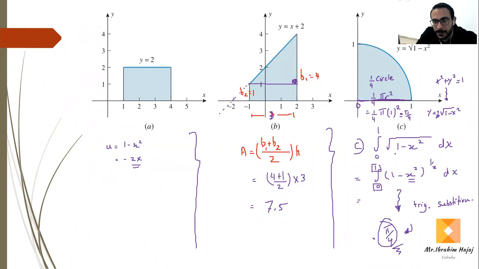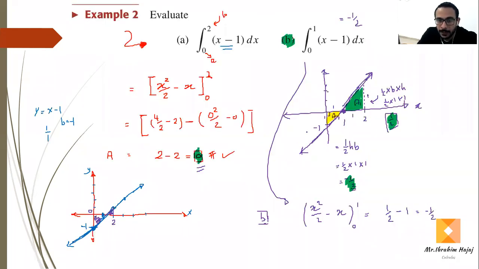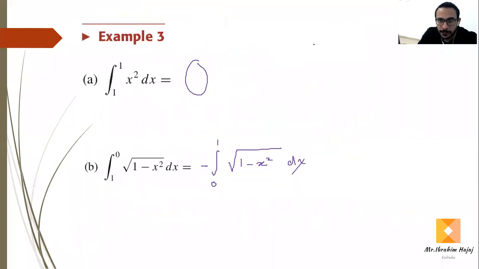From the previous question number 1, from 0 to 1 we got pi over 4. Of course, we need to do it by using the trig substitution. How to do it, guys, by using the trig substitution? You need to see how to do it.